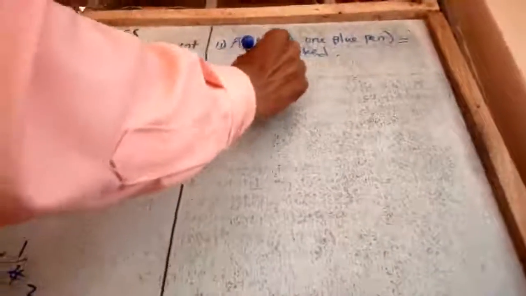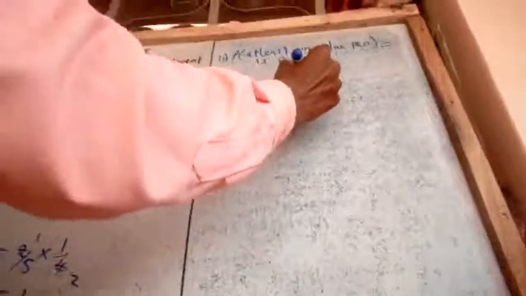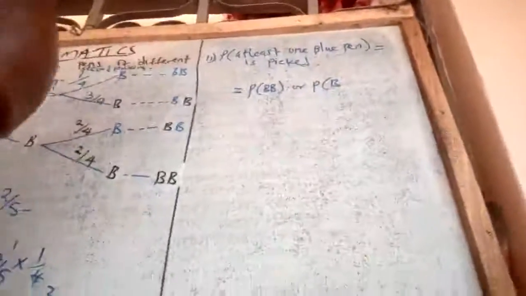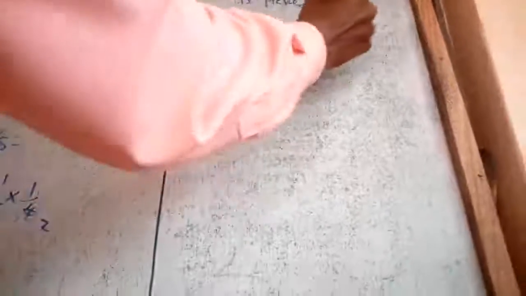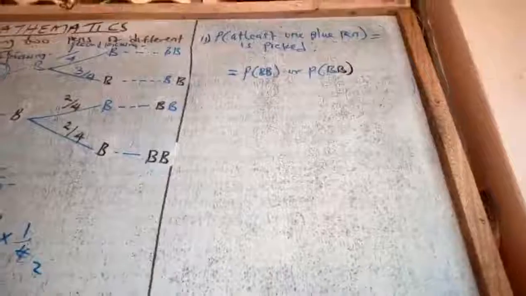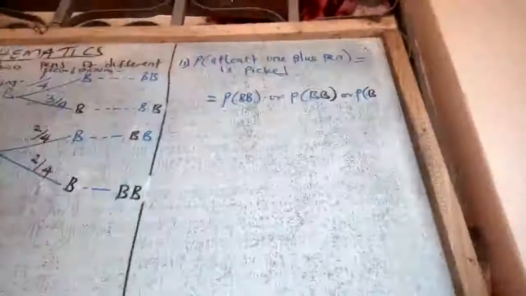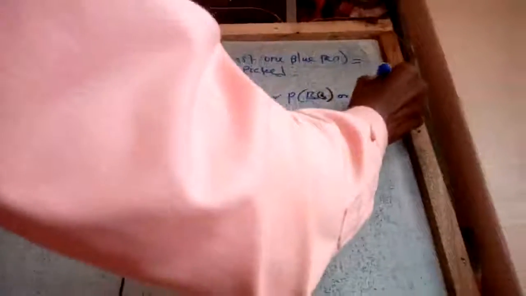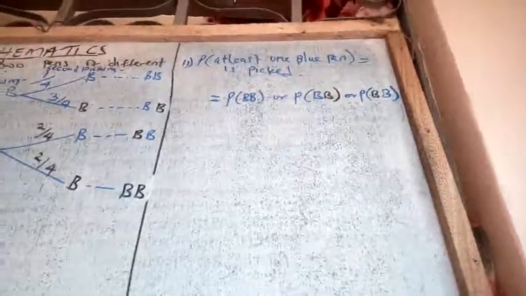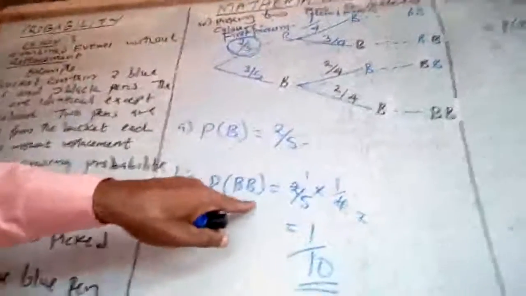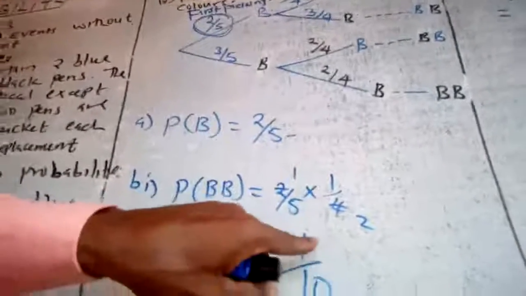Now you will say it is given by the probability of 2 blues, or the probability of a blue and also a black, the second one blue and black, or the probability of, from the results on the tree diagram, you start with black followed by blue. Having written that, I'm going to come up with the values. As far as the probability of two blues is concerned, I have already calculated it. That is 1 over 10.